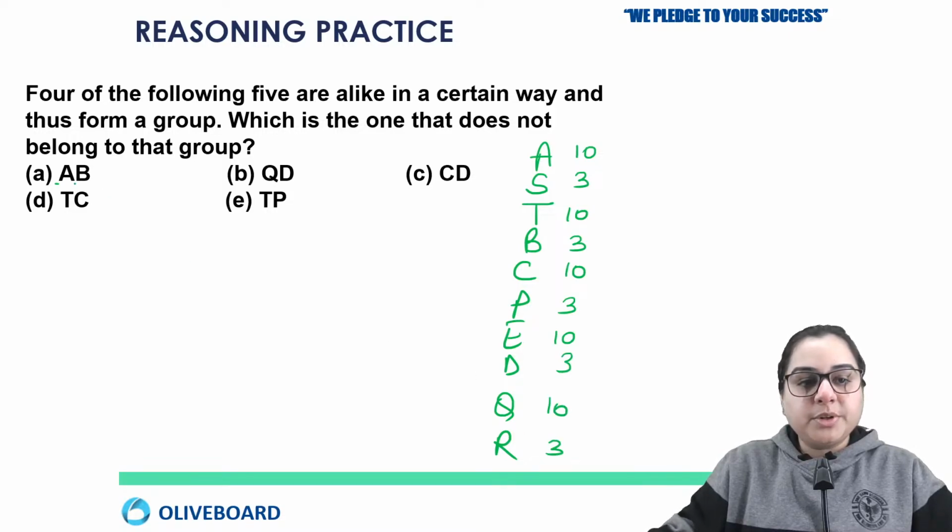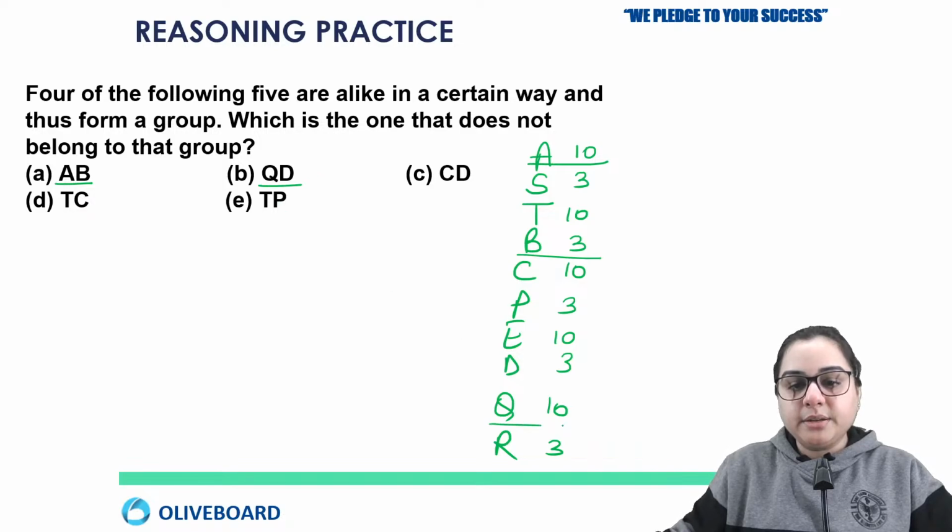So what is the relation between A and B? A seminar is at 10 and B seminar is at 3 on the next day. What is the relation between Q and D? Q seminar 10, D seminar 3. What is the relation between C and D? C seminar is at 10 and D seminar is at 3 on the next day.